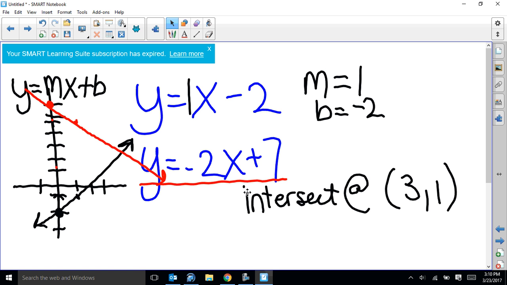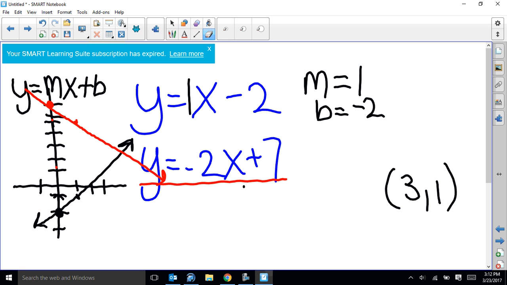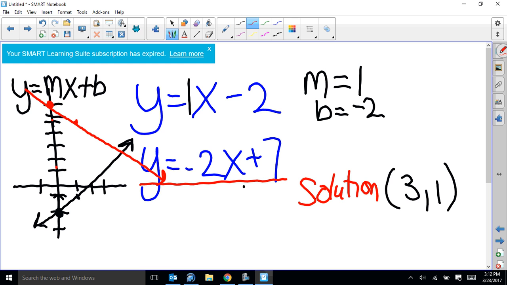3, 1. All right. So now let's look at the two graphs below, and I want you to circle where the graph intersects at. So 3, 1. We're going to call it our solution. And so if we put this point into both equations, it should check out.